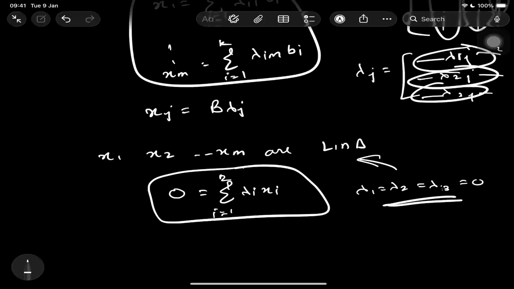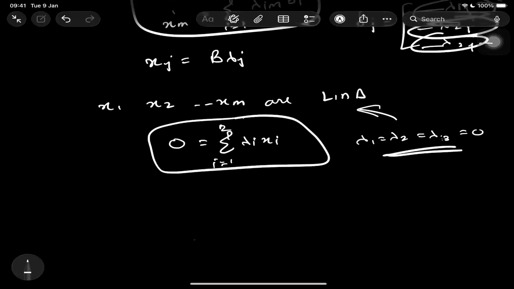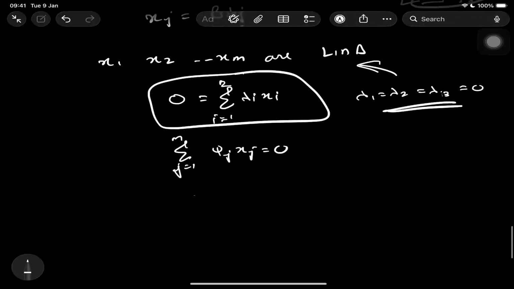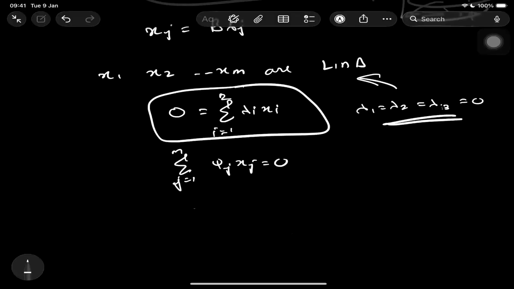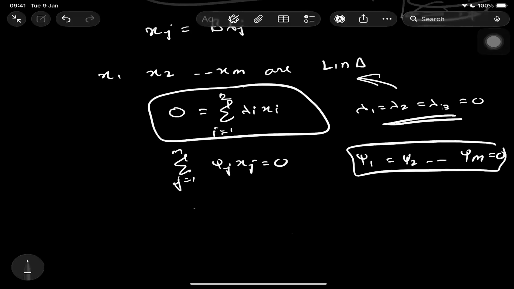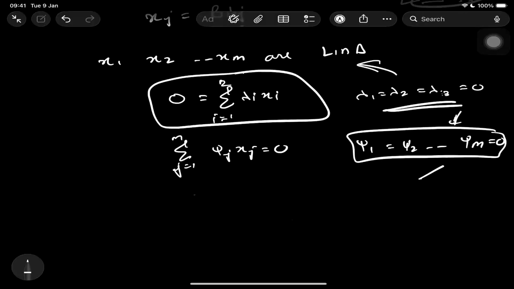So instead of lambda, let's write it psi. So basically summation of j equals 1 to m psi j xj equals 0. So can we write that lambda 1 equals lambda 2 equals lambda m equals 0? Can we imply that? Let's find out. If we can imply this, that means it is linearly independent.